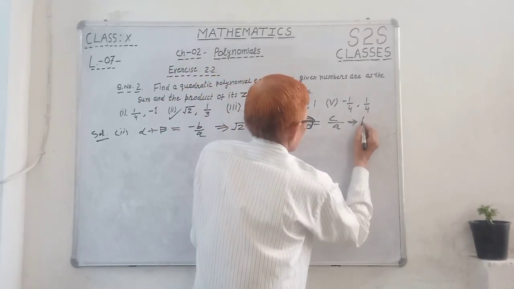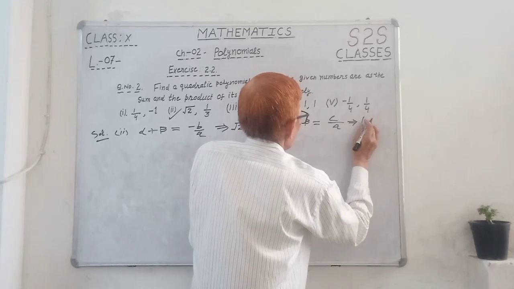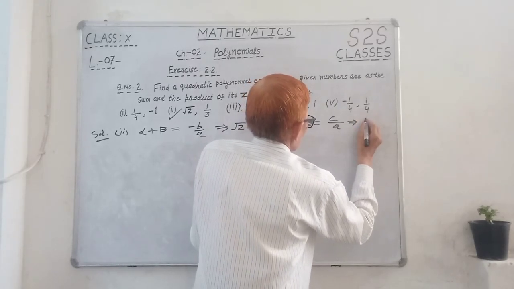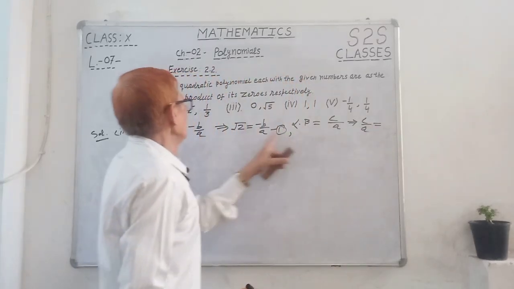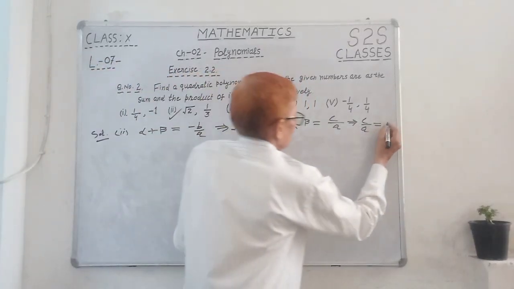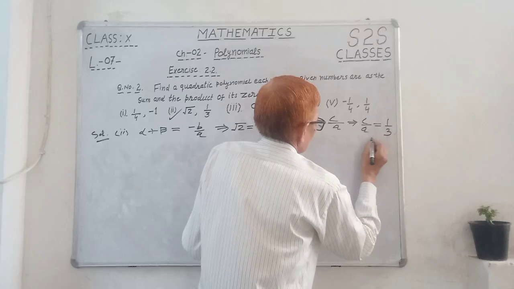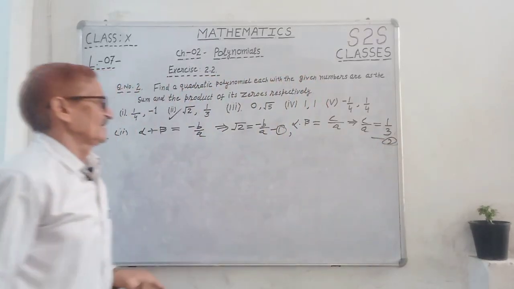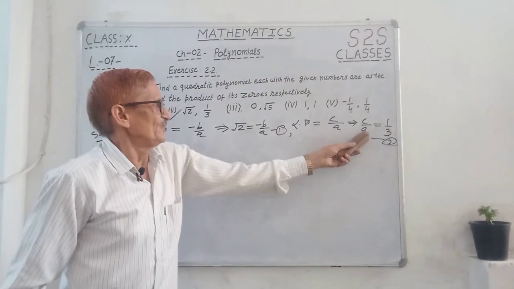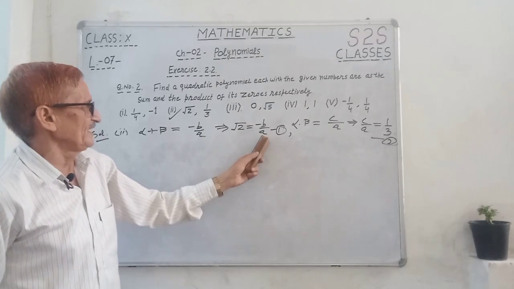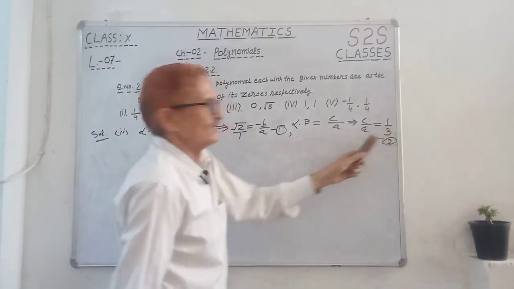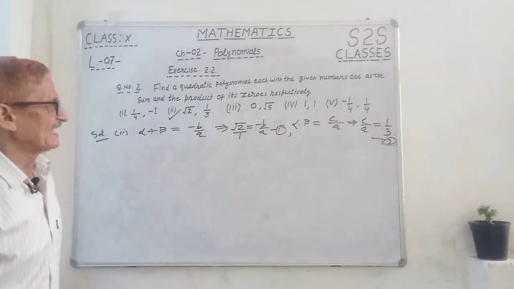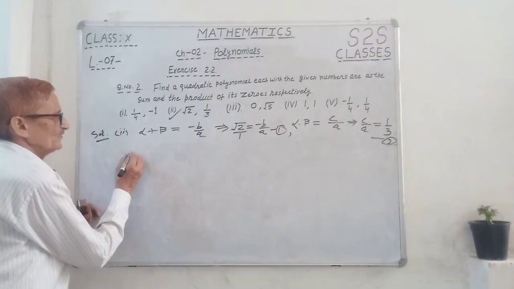So alpha into beta, that is C upon A, is equal to 1 upon 3. This is equation number 2. Now check here equations 1 and 2. Here minus B upon A is root 2, with no denominator, so 1. Here C upon A has denominator 3, and here denominator 1, so we take the LCM of 1 and 3.